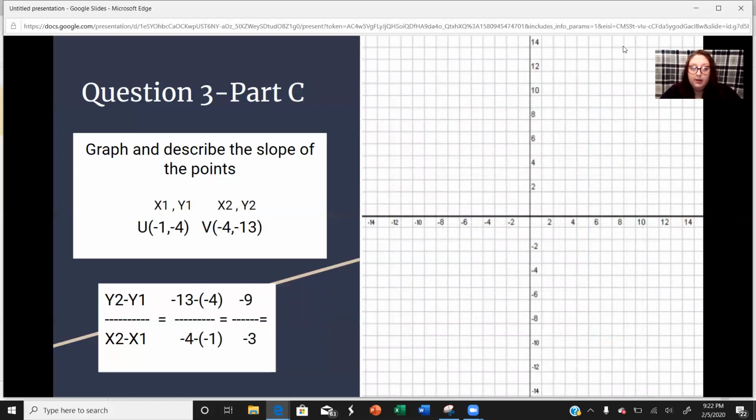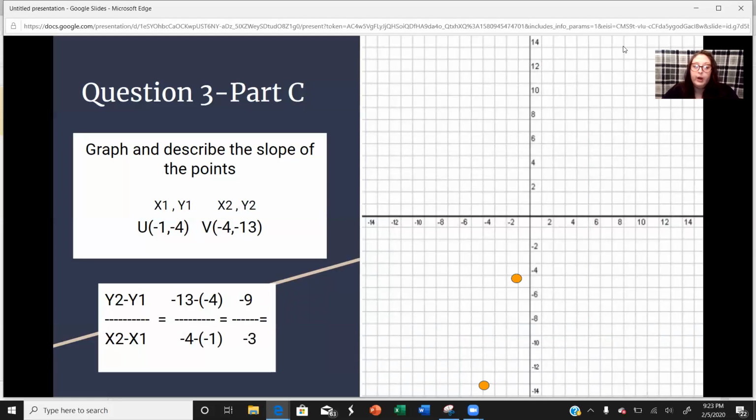Question 3, part C. Graph and describe the slope of the points. So we've got point U, which is at negative 1, negative 4, and point V, which is at negative 4, negative 13. So we're going to start with our point U and go to negative 1. So we're going to go over 1 to the left and down 4 because it's a negative, and plot that point. And our V, we're going to go to the left 4 because it's a negative, and we're going to go down 13 because it's also a negative.